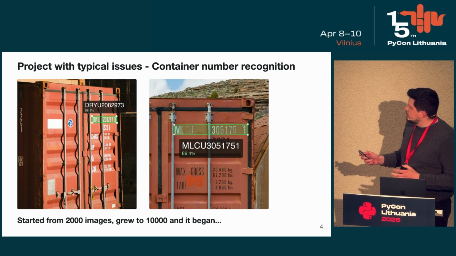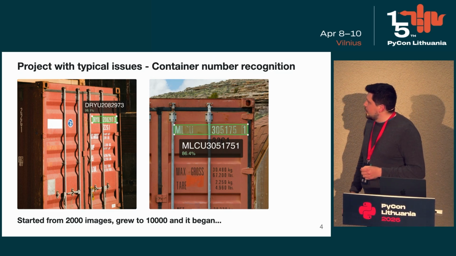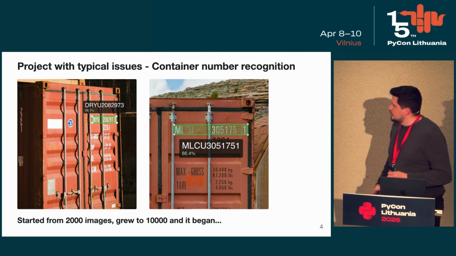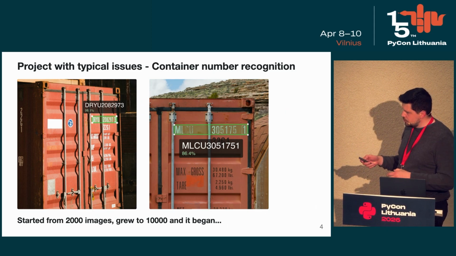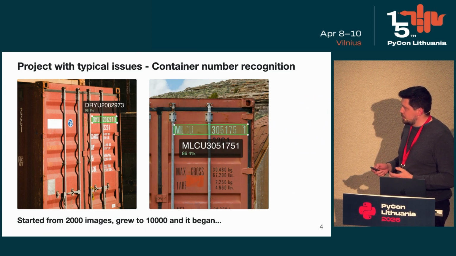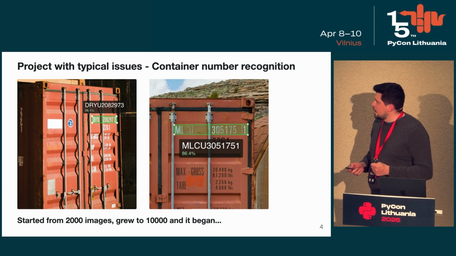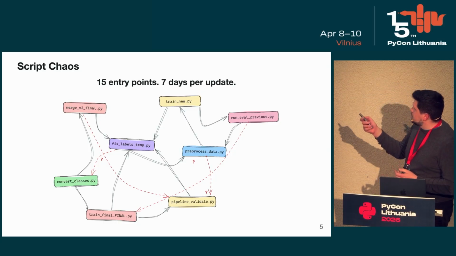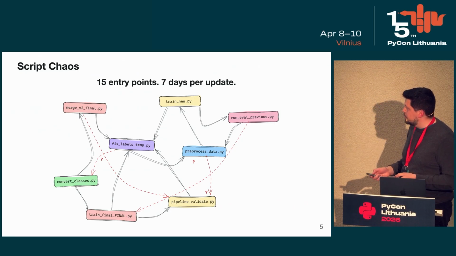I will show you one of the examples of our projects, which is number recognition, quite simple, but it gives us a practical ground to understand what we are talking about. We started from 2,000 images for segmentation and OCR, and then it grew to 10,000, and moreover the processing logic grew a lot. We had to add new types, new preprocessing, and soon we had a lot of scripts. Here I put, I don't know, 8, but actually we had 15, and in some extreme cases even 30.